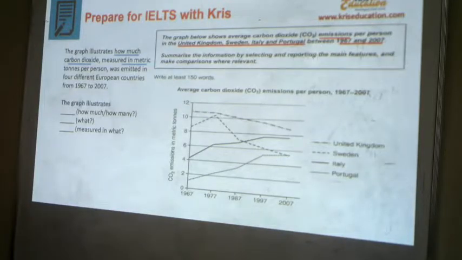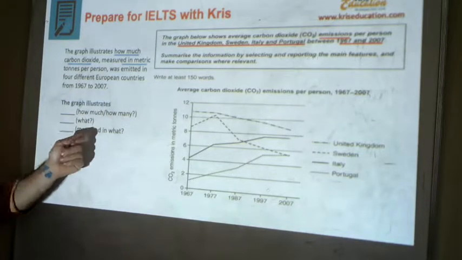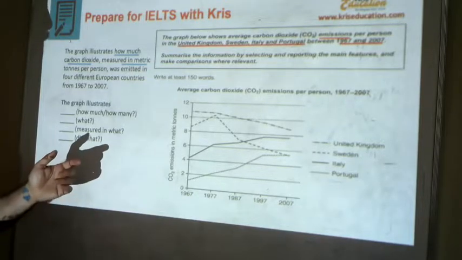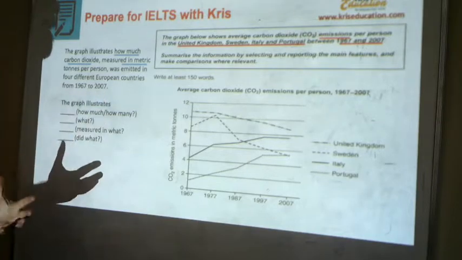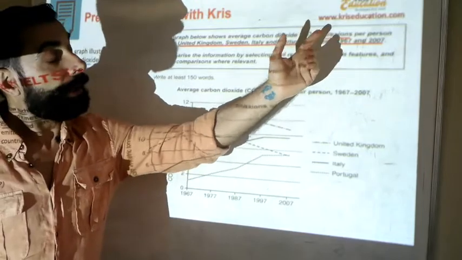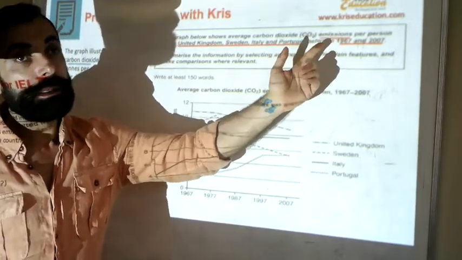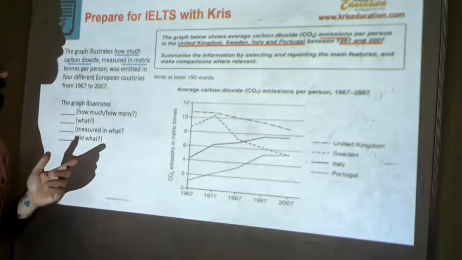so the graph illustrates how much or how many, what, measured in what, and then where and when. Oh, no, before that, did what? So how much gas, what happened to the gas? How much gas? Emission is the noun. What is the verb for emission? Emitted. So how much gas was emitted? And that's the next thing.